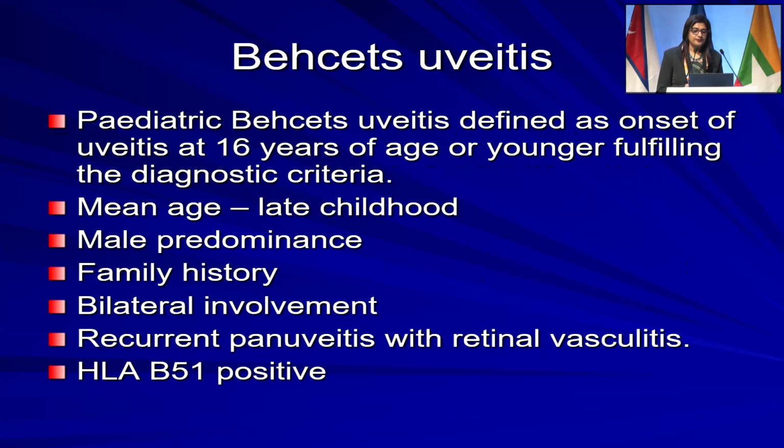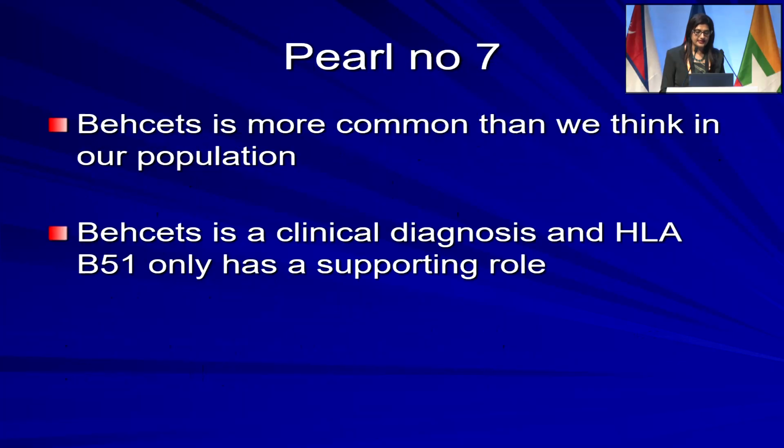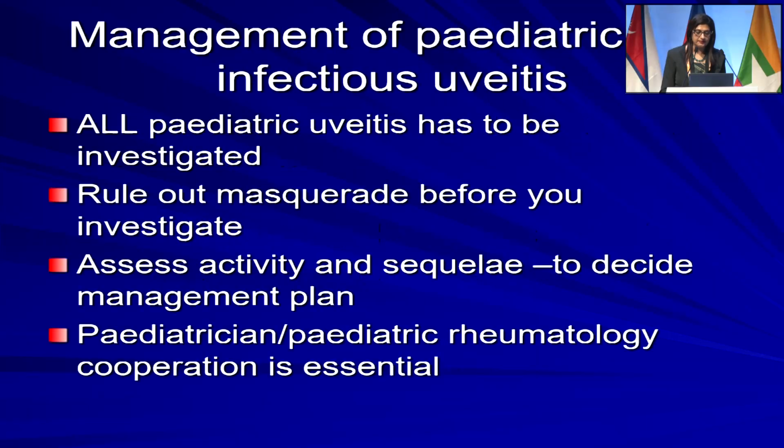Behçet's uveitis. Pediatric Behçet's is onset of uveitis at 16 years of age or younger, and you may think it is very uncommon, but it is not. We can get pediatric Behçet's commonly in our population. The mean age is late childhood, with male preponderance, bilateral involvement, recurrent panuveitis with retinal vasculitis, and HLA-B51 positivity. Pearl number 7: one, it is more common than we think, and two, it is a clinical diagnosis, and HLA-B51 has only a supporting role, which is something we must keep in mind.